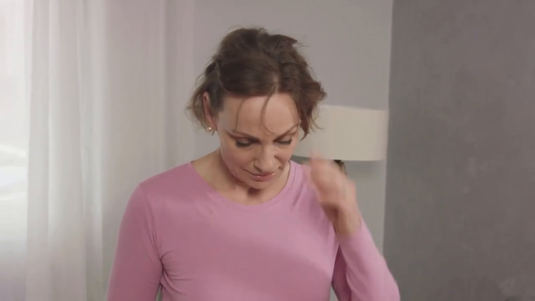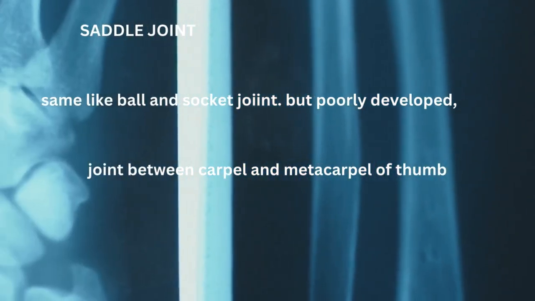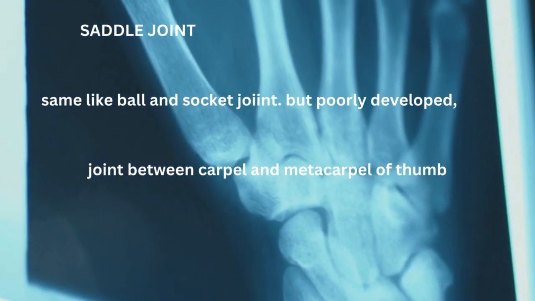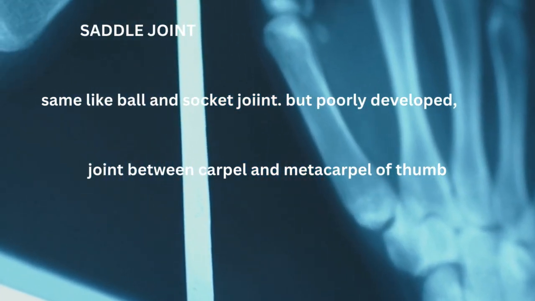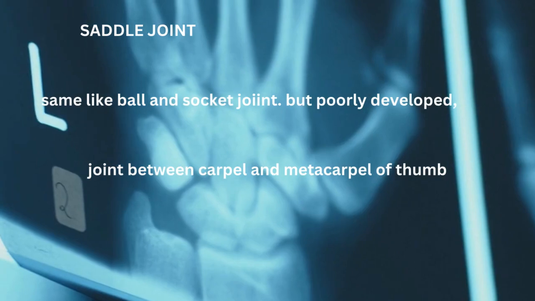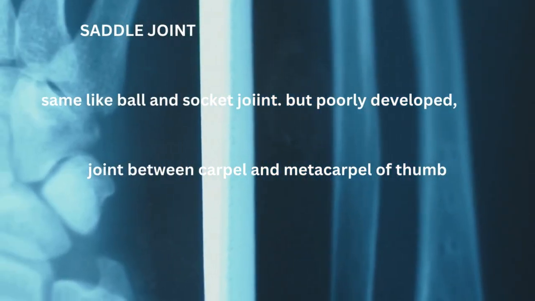Let's see the saddle joint. The other important perfectly mobile joint is the saddle joint. It is similar to the ball and socket joint, but it is poorly developed. An example is the joint between the carpal and metacarpal of the thumb. Just remember, this could be asked in the examination. The joint between the carpal and metacarpal of the thumb is an example of the saddle joint.